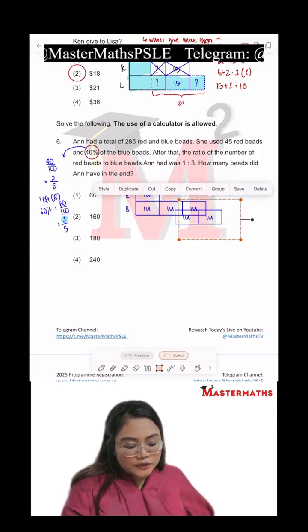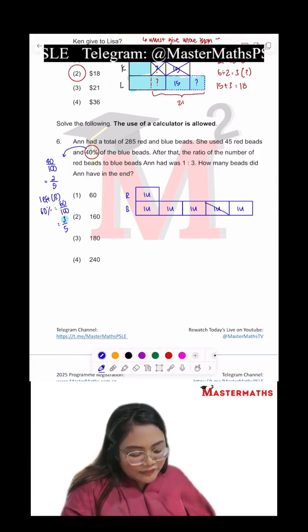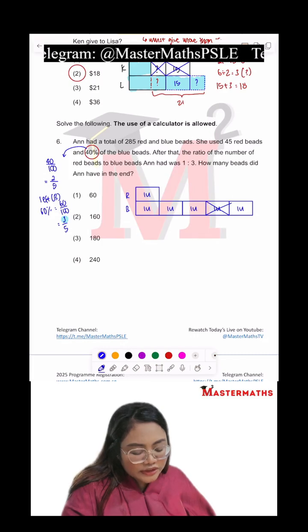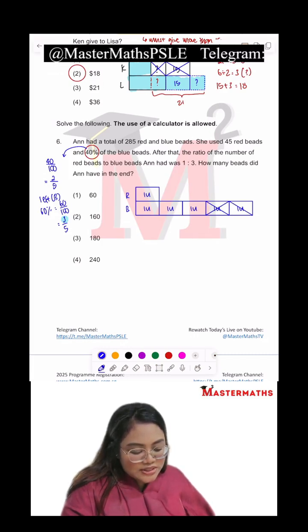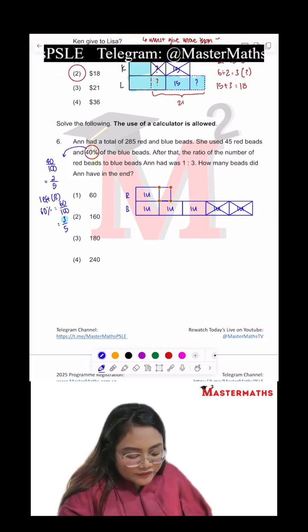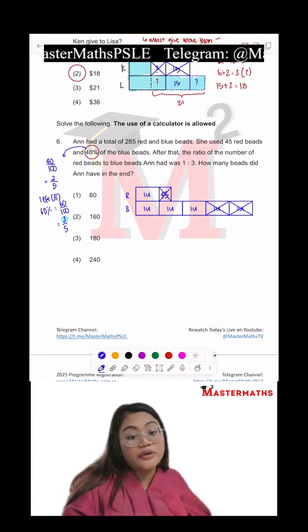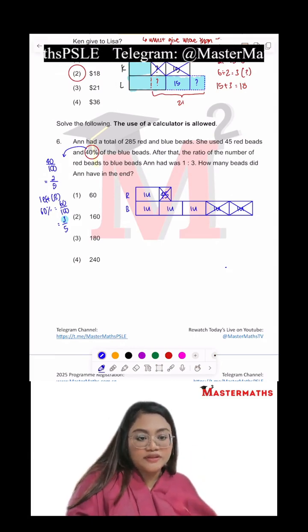Okay, so I draw 2 units and I cross it out because I already gave out, or rather she already used these 2 units from the 2/5, and then she also used up 45. So this one I draw about 45, something like that, and then I cross out. Also, I don't know how much is 1 unit at this point. That's why I just draw a small one for 45.